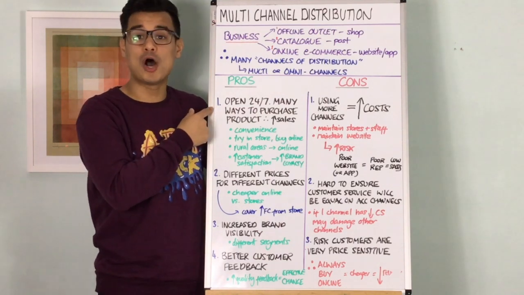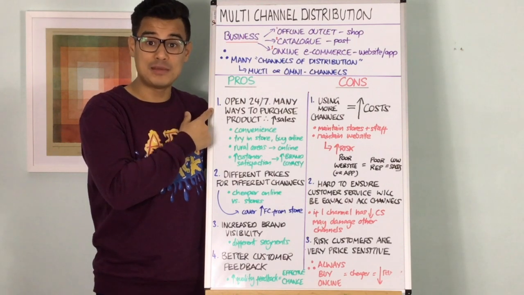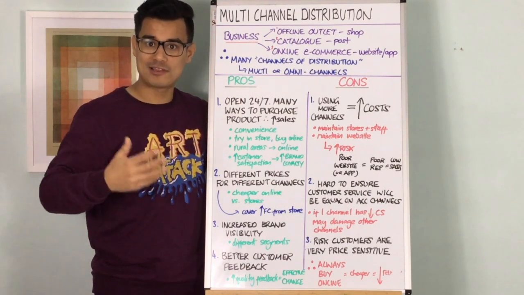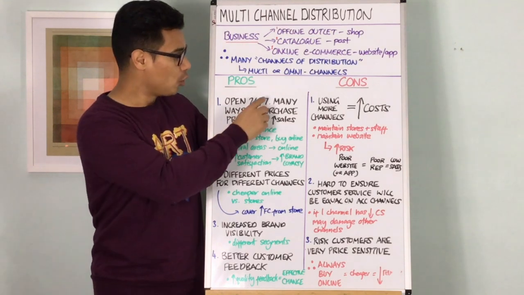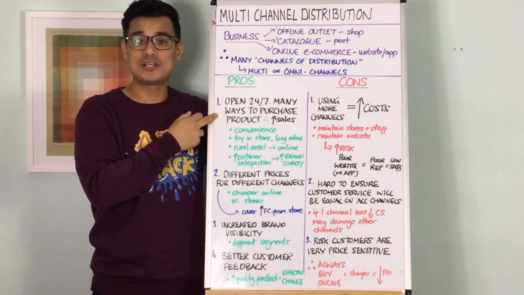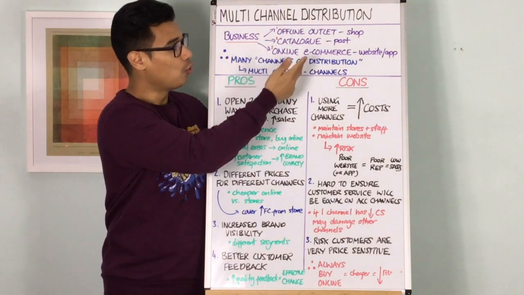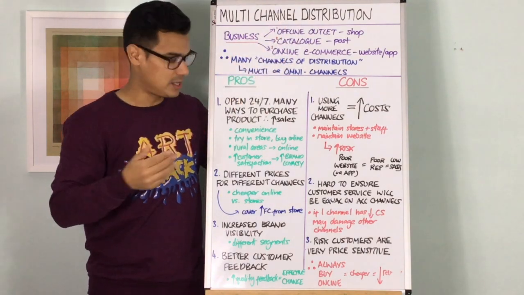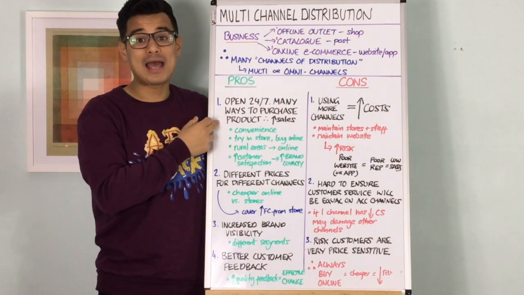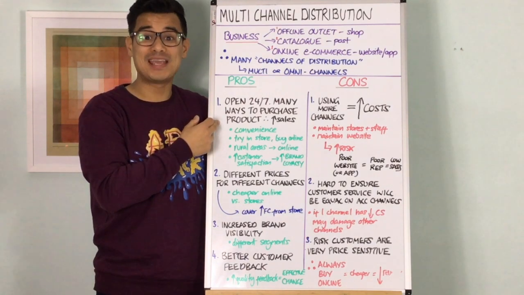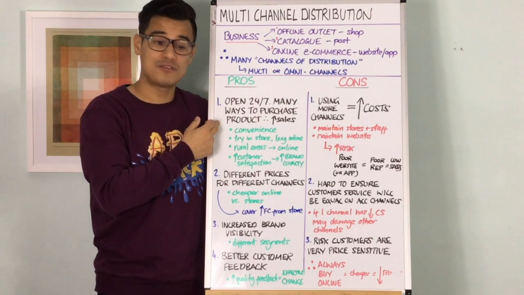Well, number one is you're going to be open 24/7. That means that customers can buy your product whenever they want, and that's a fantastic thing to have. Also, there's going to be many ways that they can purchase the product. They can purchase it in the shop, through the catalogue, or they can purchase it online or through the app. So having those multiple channels of distribution is likely to increase sales and therefore increase revenue.